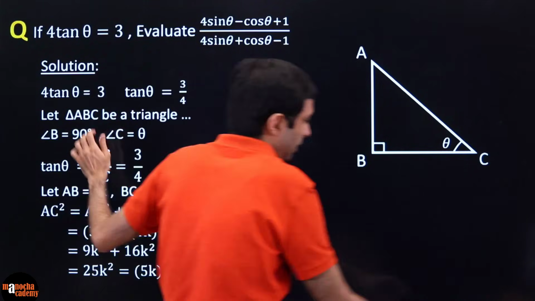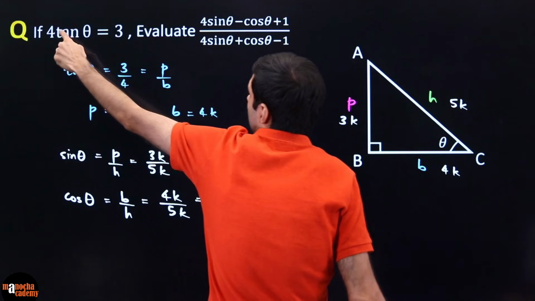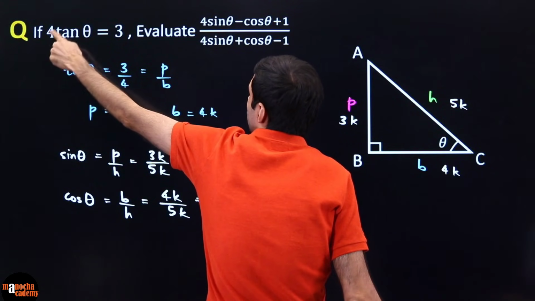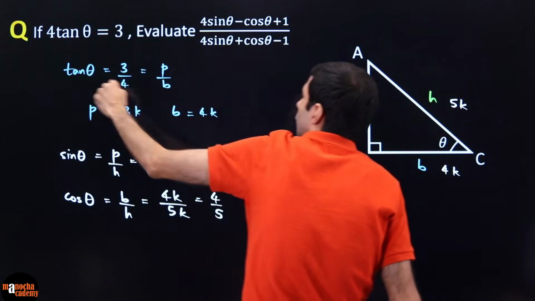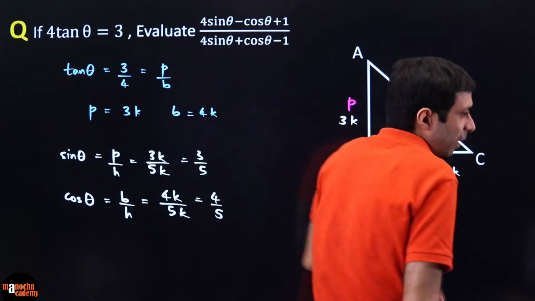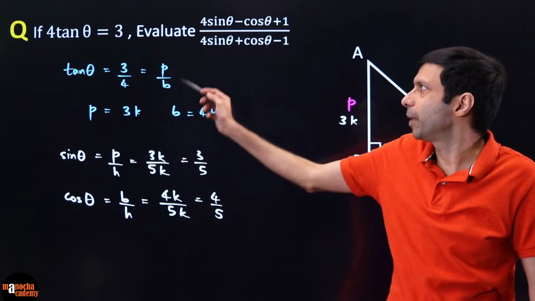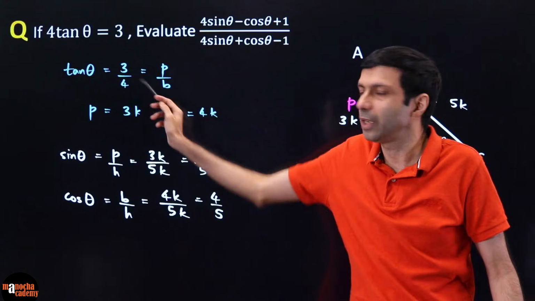4 tan theta is 3. So tan theta is going to be, this is 4 multiplied by tan theta. So if we bring it to the other side, it is 3 divided by 4. And tan theta is perpendicular by base. So P is 3, B is 4.